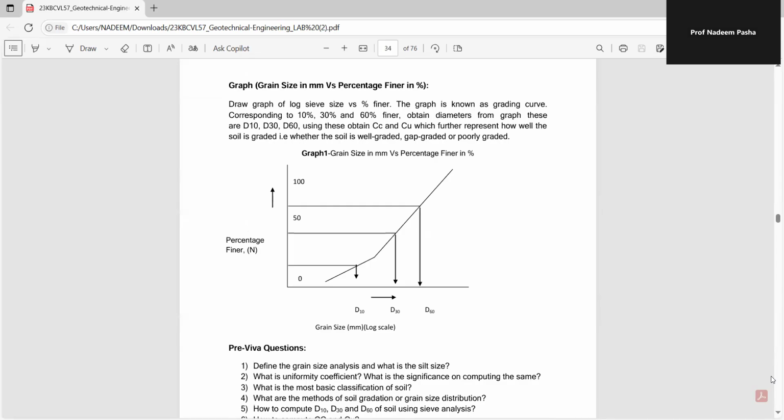The graph is known as the grading curve. Corresponding to 10%, 30%, and 60% finer, obtain the diameters from the graph. These are called D10, D30, D60.